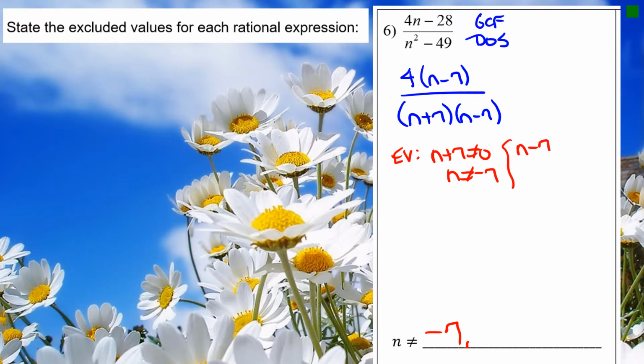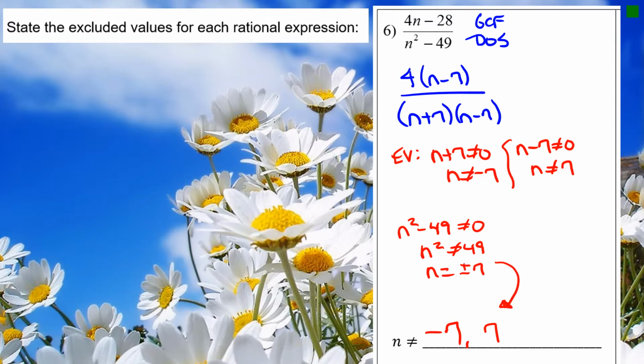And you set n minus 7 not equal to 0. Add 7 to both sides. n can't be 7. Just a little aside note: if you set n squared minus 49, before you factored it out, not equal to 0, you would say n squared cannot equal 49. You would take the square root of both sides, remember the plus or minus, and oh, looky, looky, you get the same thing, just by putting it together.